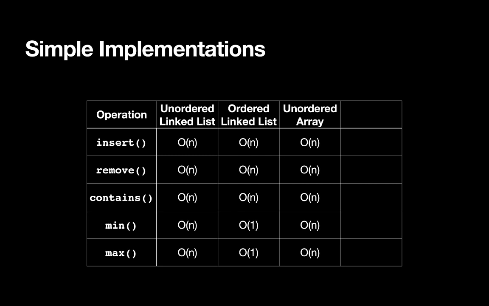Contains, of course, we'll have to look through all possible items until we find something. In the worst case, we might have to look through everything. Minimum, we'll have to look through everything to find the minimum item. Ditto for maximum. What about an ordered array?